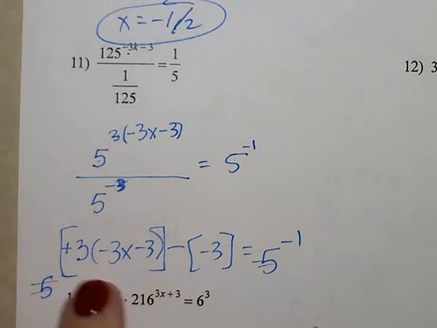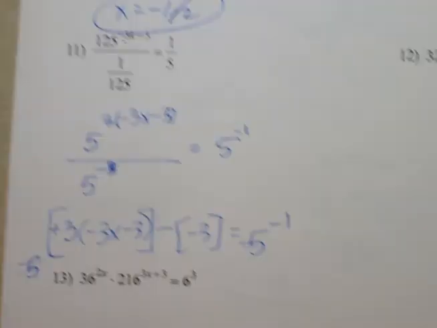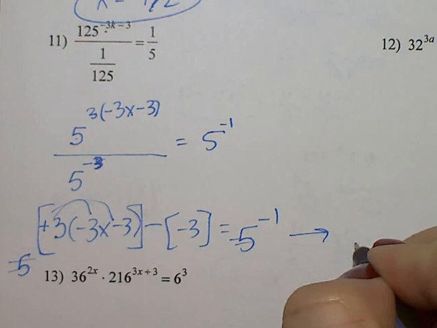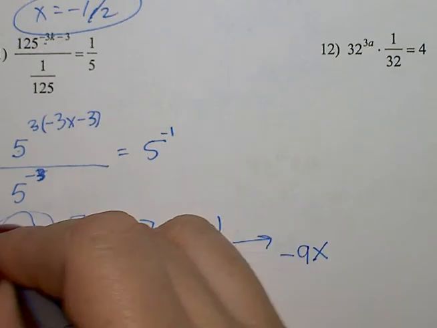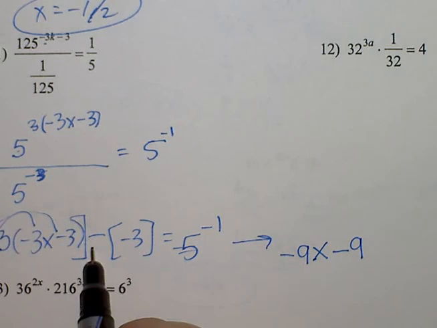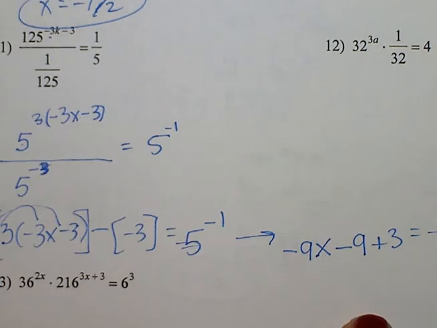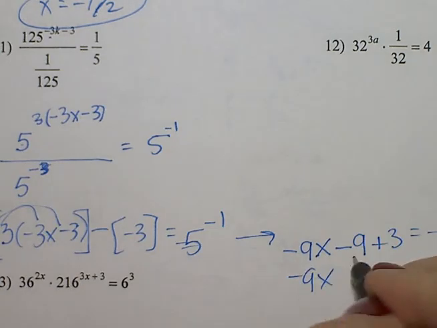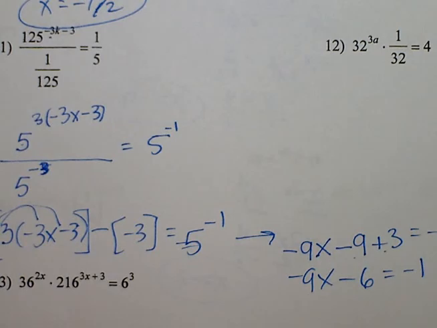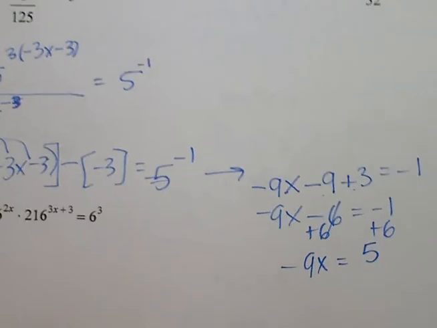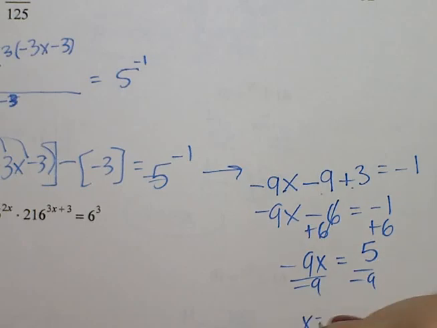And now I want you to take this. I'm going to come off to the side, and I want you to take this and solve it. So I'm going to start by distributing this 3. And this gives me negative 9x, distribute, minus 9, 2 negatives makes a positive, plus 3 equals negative 1. Continue to solve for the variable x. Negative 9x minus 6 equals negative 1. I'm going to add 6 to the opposite side. Divide by negative 9. And x is equal to negative 5/9.